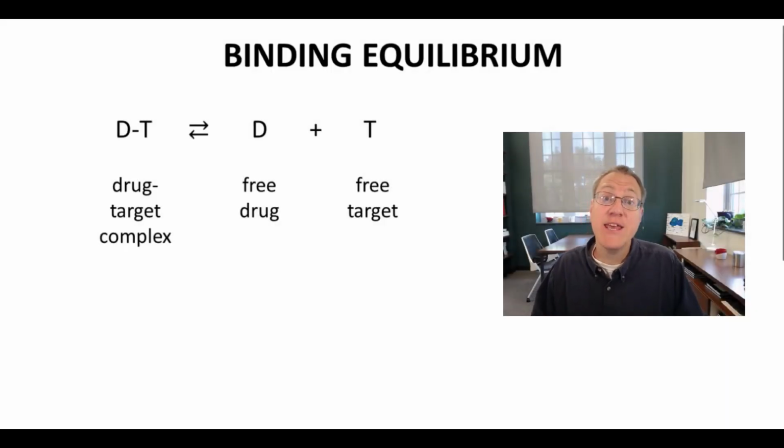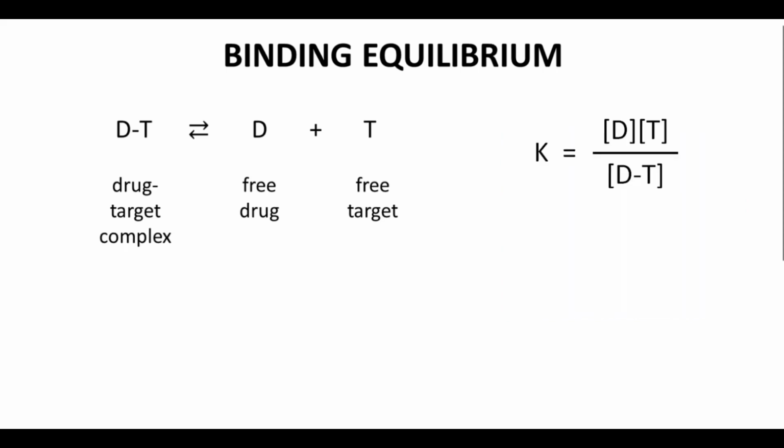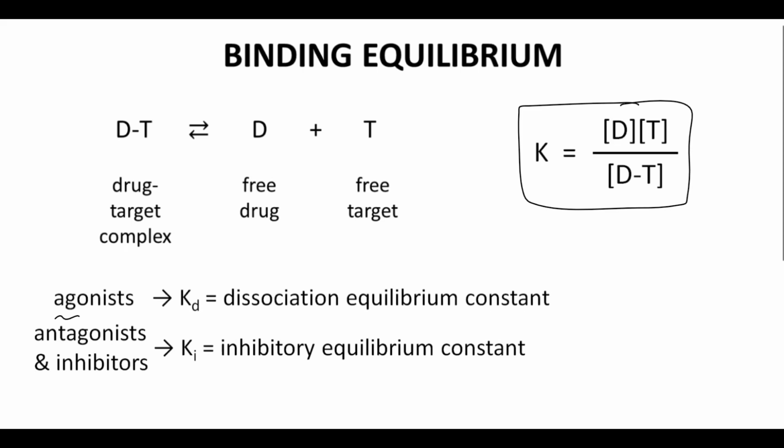Drug-target binding is typically a reversible process. The more the equilibrium from this reversible binding favors the drug-target complex, the more potent a drug will be. To the right is the equation for this equilibrium. K is the equilibrium constant. For agonists, this K, the equilibrium constant, is often called Kd, the dissociation equilibrium constant.